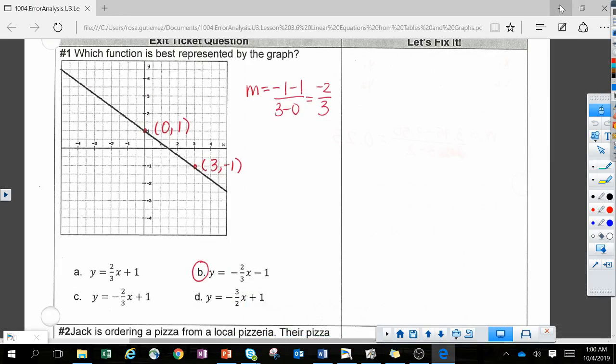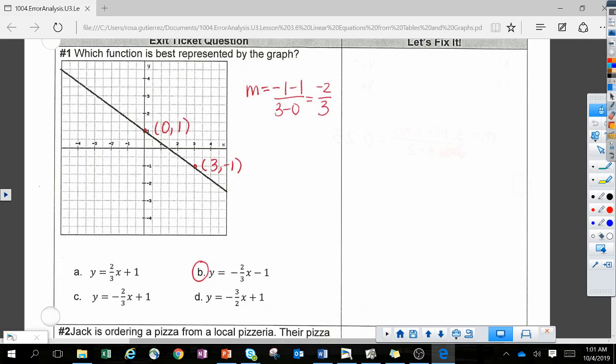Okay guys, today we are going to look at some common mistakes that I saw on the exit ticket 3.6 that you got back today, so that you can do corrections and you can take the retake today and improve your grade. So let's start with number one. I chose this common mistake because most of you are really good at solving for the slope.